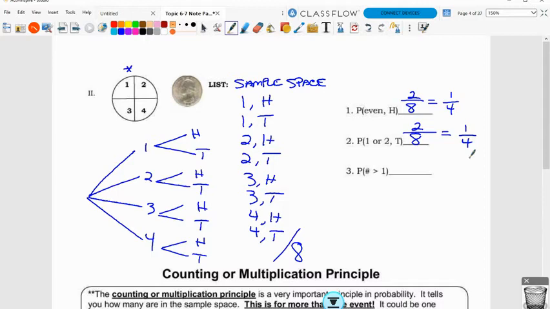Question number 3 asks, what's the probability of getting a number that's bigger than 1? Okay, so again, we know there's 8 possible outcomes. Now let's count how many of them where you get a number that's bigger than 1 on the spinner. So obviously these 2 are out because 1 isn't bigger than 1. But everything else has a number bigger than 1. So 1, 2, 3, 4, 5, 6 out of the 8 have a number bigger than 1. That would simplify down to 3/4.